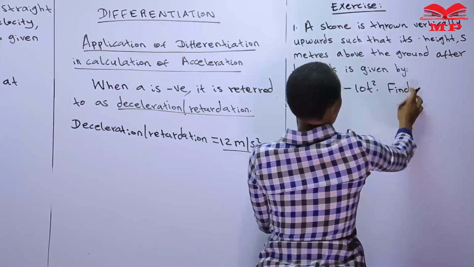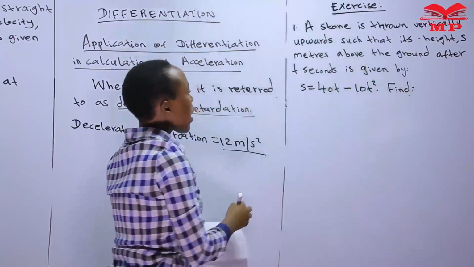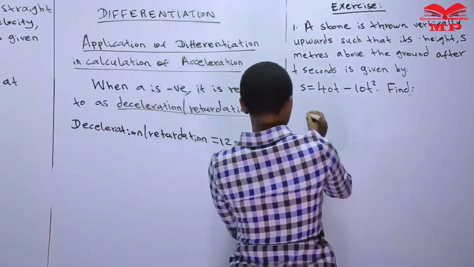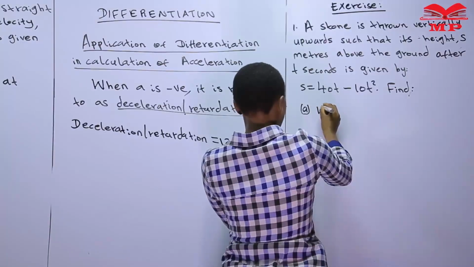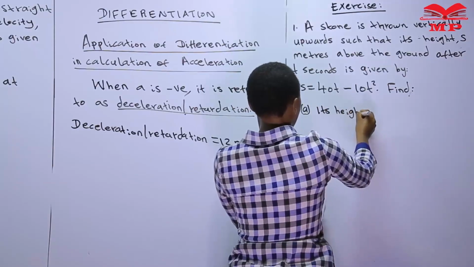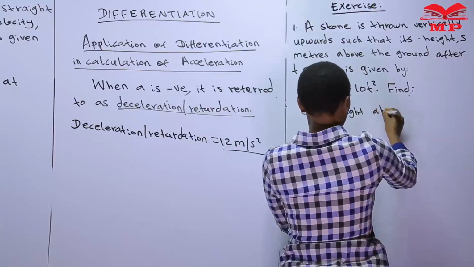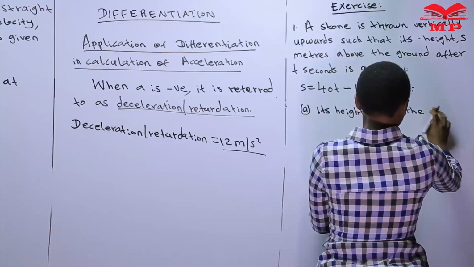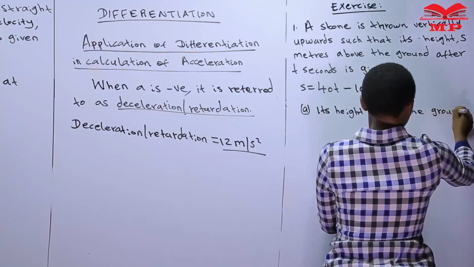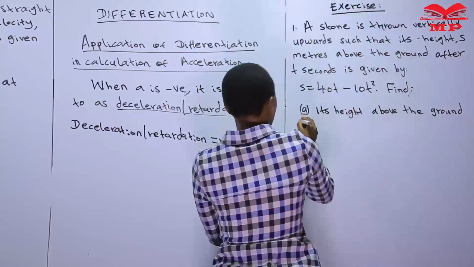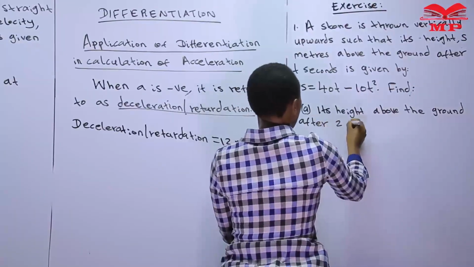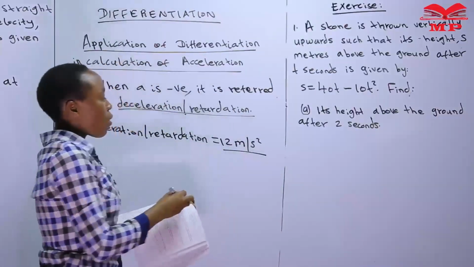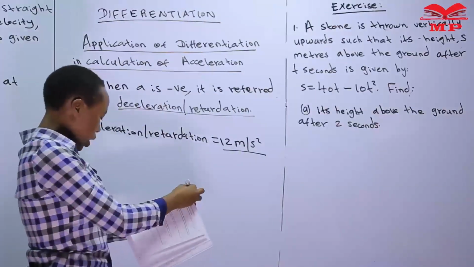Find. So you can see in our case here we have the height S meters, so our height is the distance. That height is the distance. So find A, its height above the ground after 2 seconds. So that's the first one. Calculate the distance or the height above the ground after 2 seconds.